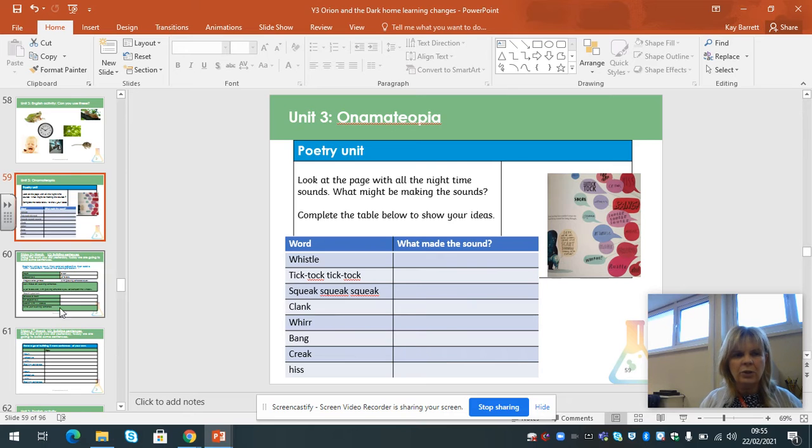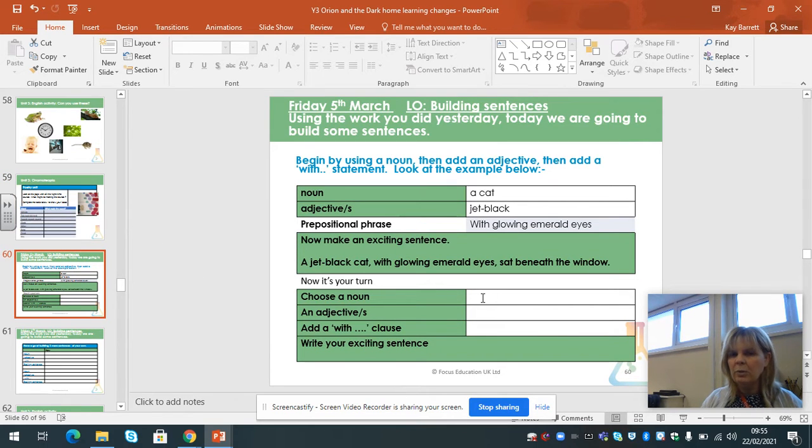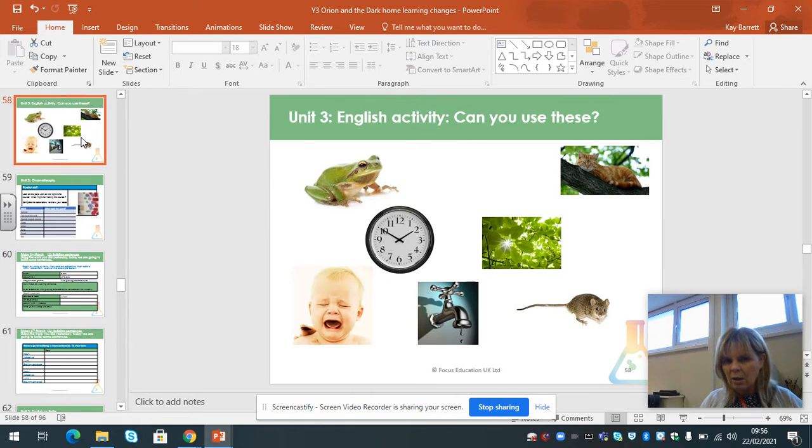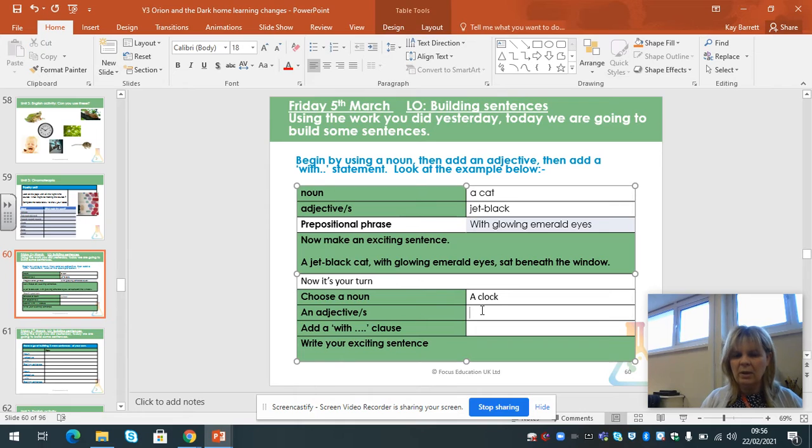So for example, I'm going to choose, sorry, that's the wrong screen. I'm going to choose a clock, okay? So in my noun, I would choose a clock. Then I'm going to think of a word to describe the clock. So if I go back up to the clock and have a look at it, I'm going to try and come up with at least one describing word for the clock. I'm thinking it looks like a very modern, and I don't know, maybe black is a little bit boring, but okay. So a clock, and it's modern and it's black.